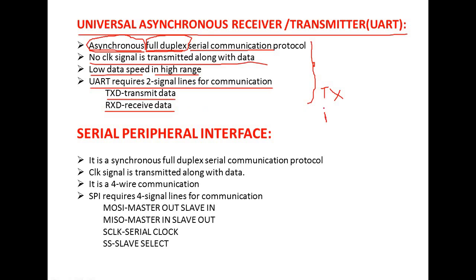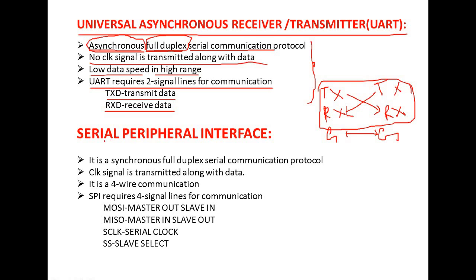The main lines are transmit data and receive data. If one module transmits the data, then another module will receive the data, and vice versa. That is, if another one transmits the data, this will receive the data. And here, the ground signal is a common signal. It is not counted. Ground is common to all, so we don't count the ground signal. Simply we say two signals are sufficient for data transmission in UART protocol, transmit data and receive data.